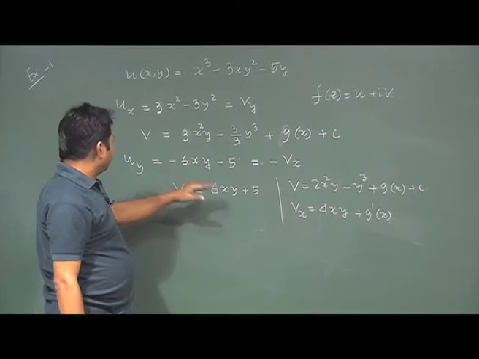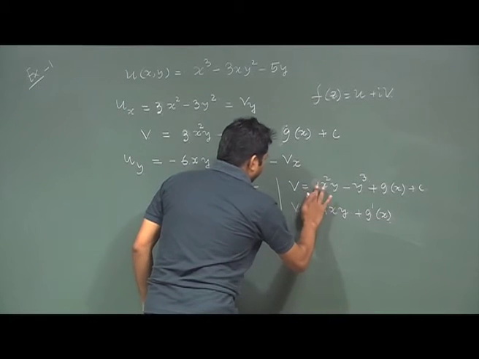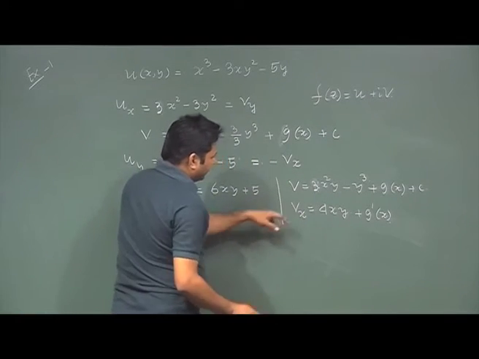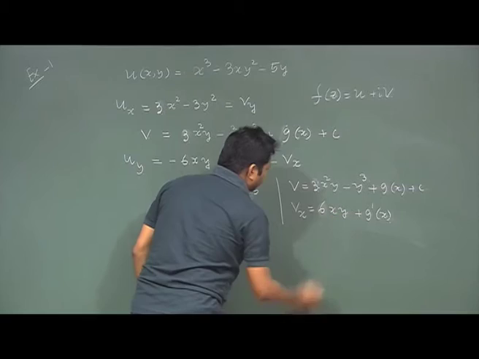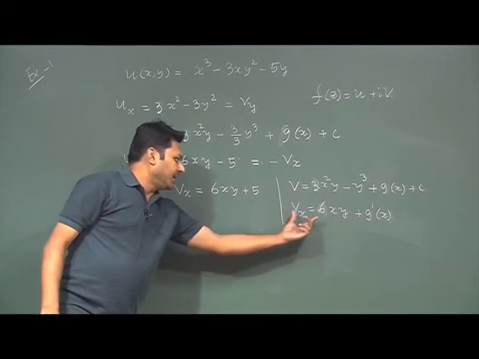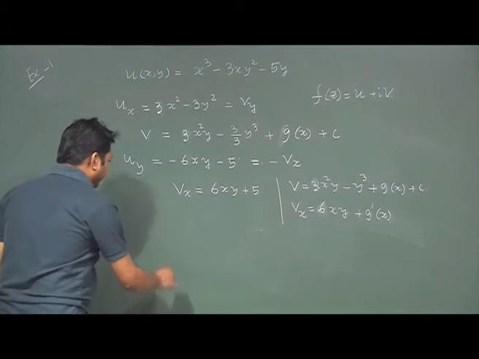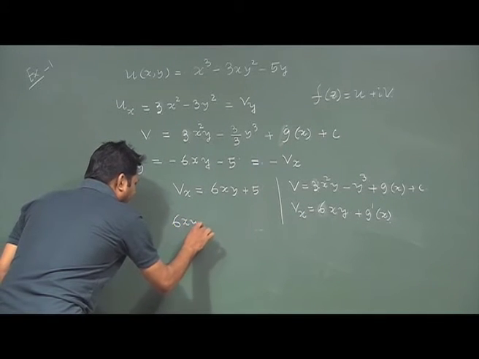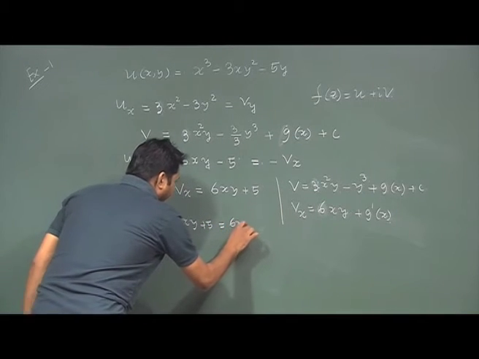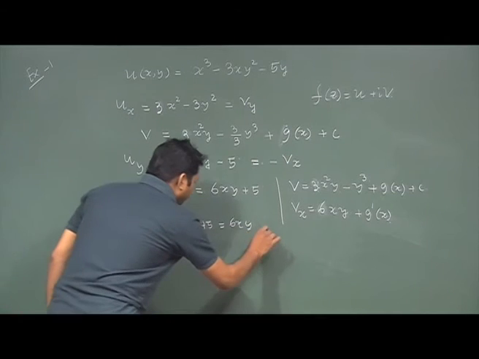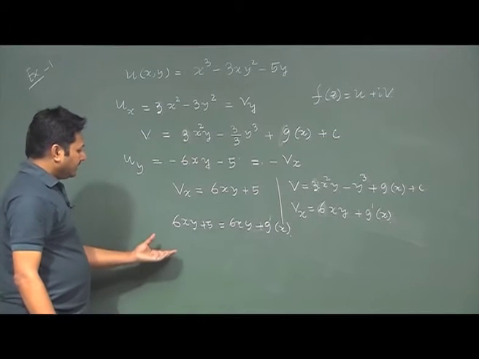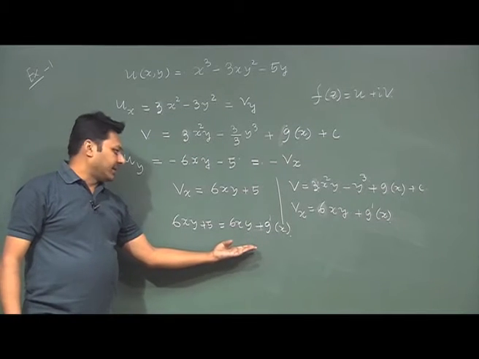So, v_x is this quantity, here I have 3 here. So, essentially when I make a v, this should be 6xy. Okay, now seems to be fine. So, now if I compare these two things, then I should have 6xy plus 5 is equal to 6xy plus g prime(x). This equation I have right now.